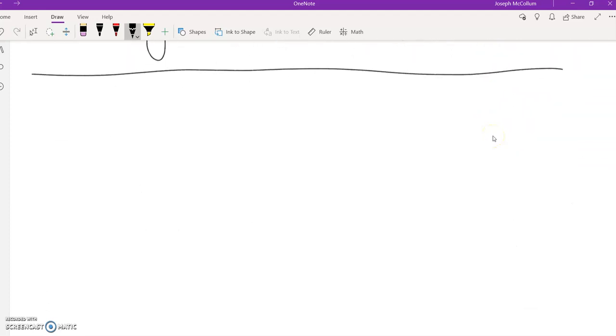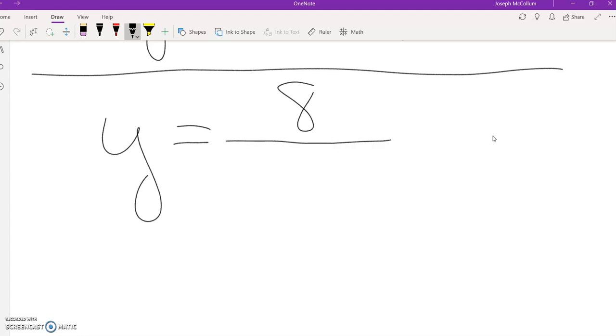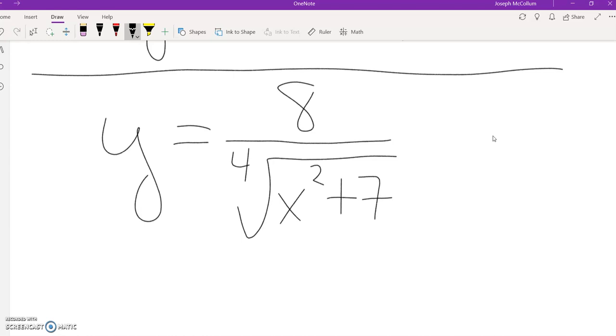But right now, we are really utilizing it as, in my case, the extension of the power rule. And because this is extension of the power rule, we can play a cool little game with the radicals and fractions. So let's say we have the expression 8 over the fourth root of x squared plus 7. Let's say I want this function's derivative.